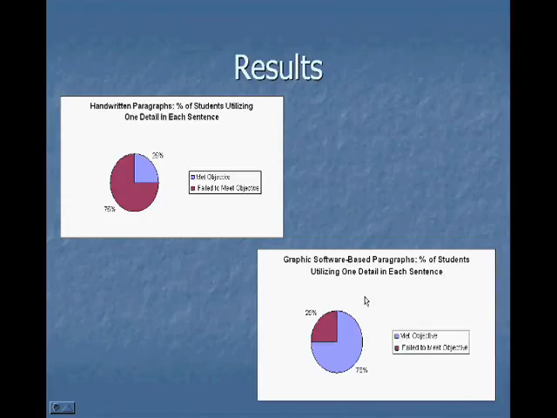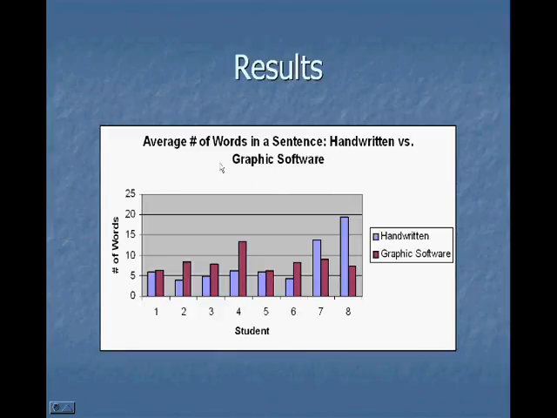And what's funny is that it flip-flopped exactly when we did it with the software. This time 75% met that objective, and that's all the low and the middle kids. When they used the graphic software, they used at least one detail per sentence, whereas the high kids this time did not use a detail. Again, I think it's because it was more difficult for them to type. Typing slowed them down, so they wrote shorter sentences and used less detail.